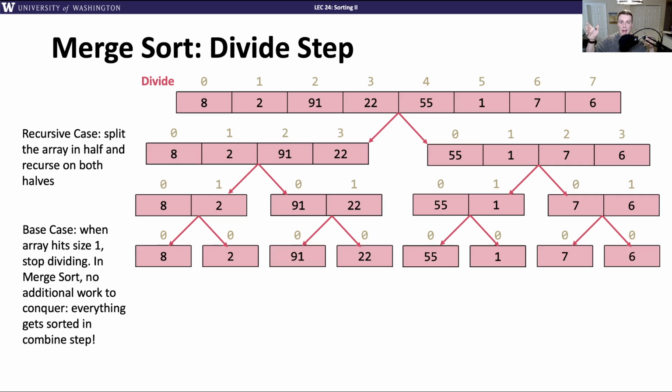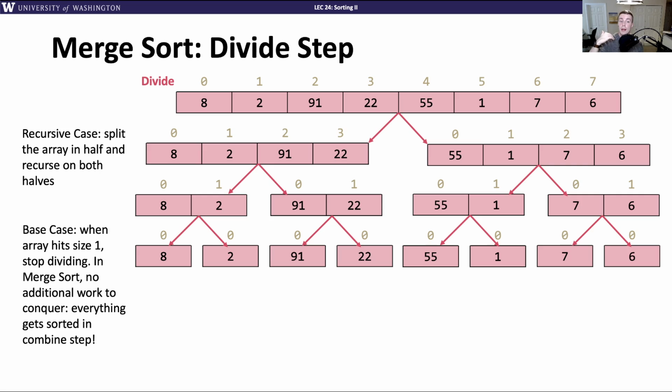Generally, just leave one extra on one of the sides. It'll just be slightly imbalanced, but only by a difference of one. So we just keep splitting it up, split up, split up, until we get down to our base case when there's no work to do. There's no extra work for conquering, because once you divide it down to an array of length 1, you solve that subproblem. An array of length 1 is already sorted.